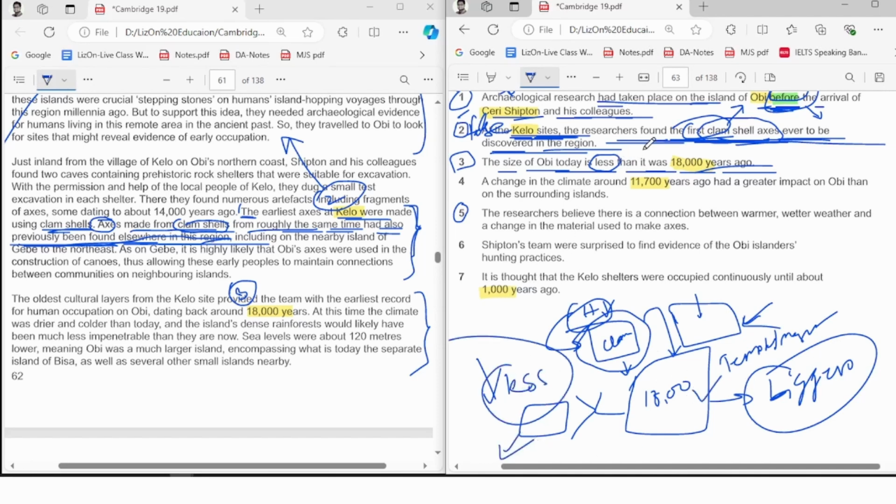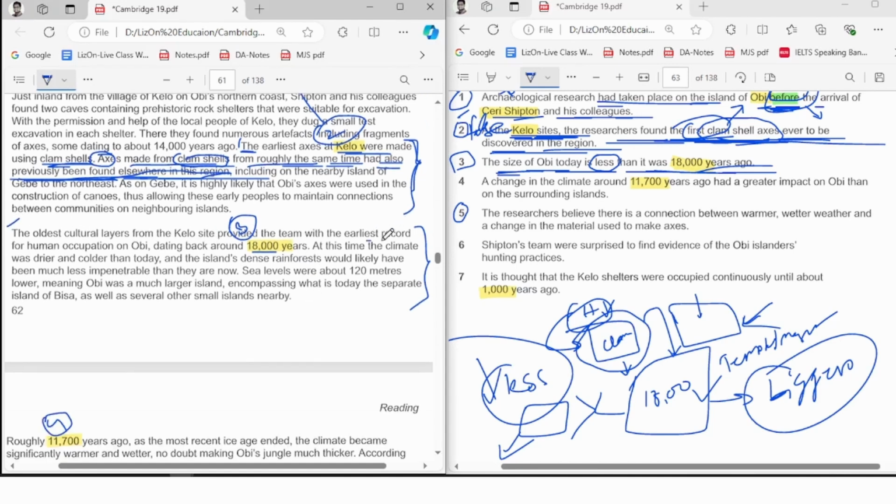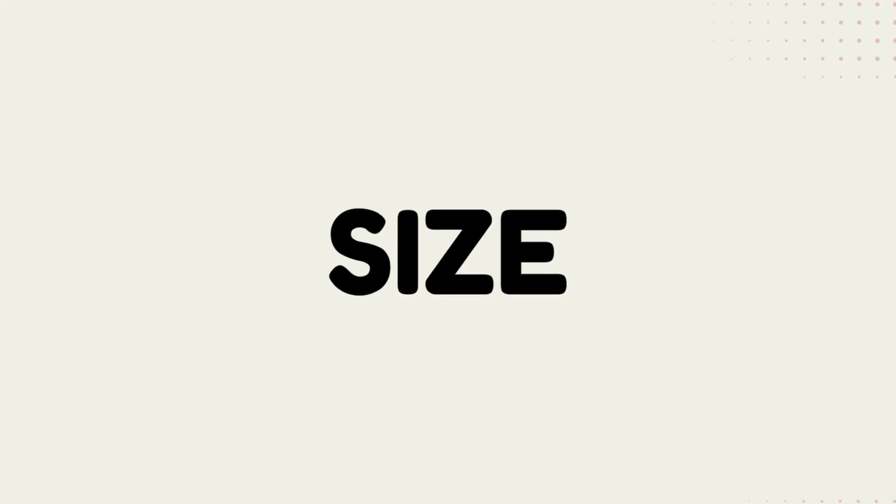We need to find that. If we find that yes, the size of MI today is smaller than before, we are trying to find a comparison of size, nothing else, comparison of size with 18,000 years ago. So here we found the 18,000 years. Let's start with this sentence. The oldest culture layers from Ky provided the team with the earliest record for human occupation on MI, dating over 18,000 years. So we couldn't really find any information about the size.